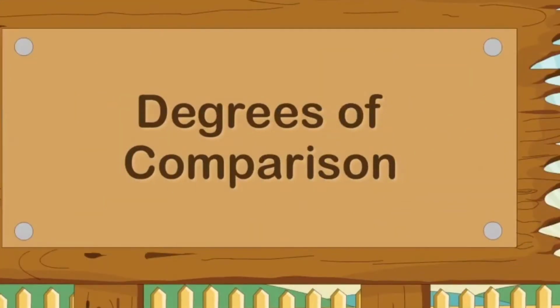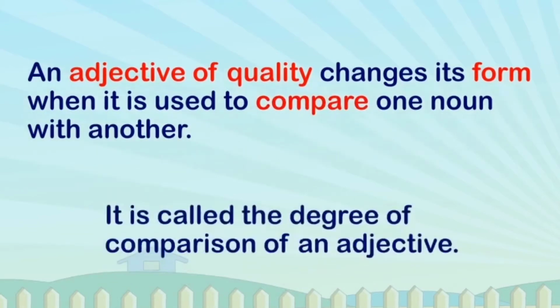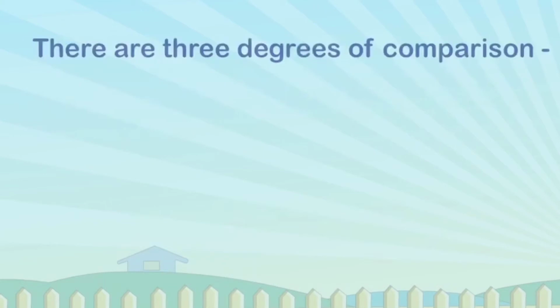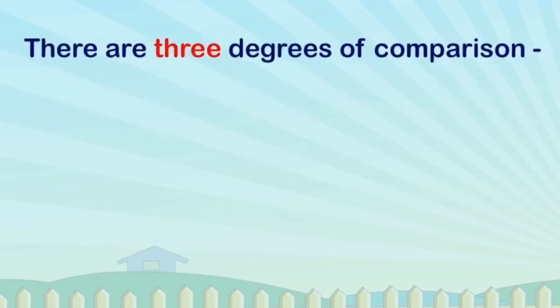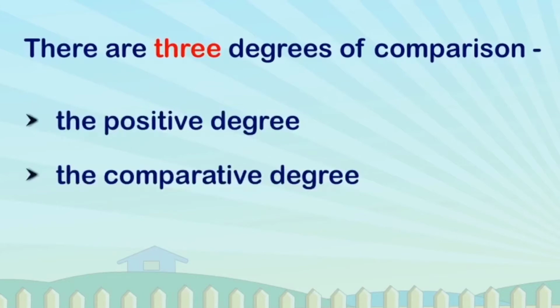Degrees of comparison. An adjective of quality changes its form when it is used to compare one noun with another. It is called the degrees of comparison of an adjective. There are 3 degrees of comparison: the positive degree, the comparative degree, and the superlative degree.